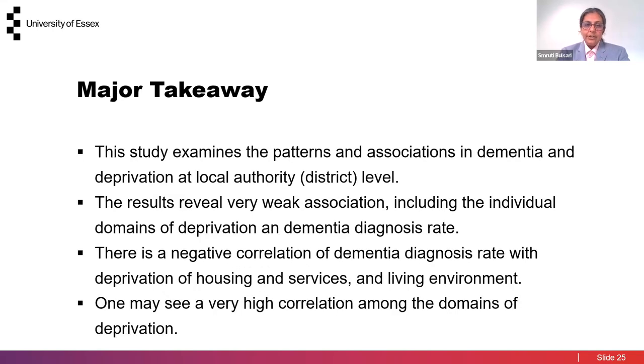The research that I mentioned, which is ongoing, examines the patterns and associations in dementia and deprivation at local authority district level, and the results reveal a weak association. There is a negative correlation, as I mentioned, between the dementia diagnosis rate and deprivation for housing and services and living environment. And there is a very high level of correlation among the domains of deprivation with the IMD.